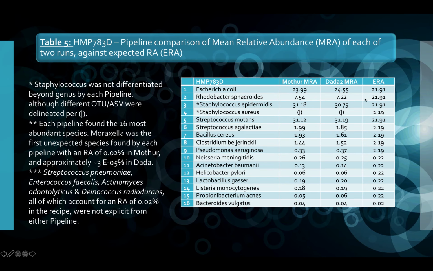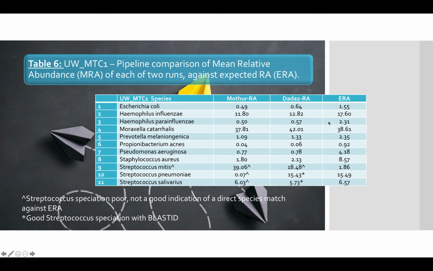Here we've got the second sample, where we start around 22% and we drop off to 0.02% of expected relative abundance. And you can see that of the 16 species, both pipelines have got quite similar results there. And again, with the last sample, we've got quite a variable mix. What is important here is that Streptococcus wasn't very well differentiated within Mothur, but it was very well differentiated in Dada2. We'll get to that.